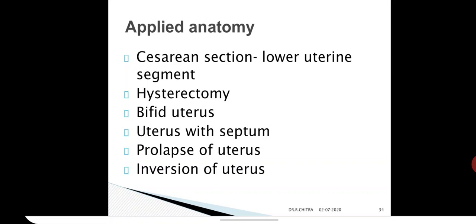Some congenital abnormalities of the uterus you should have learnt in the development of the uterus class. Bifid uterus occurs because the uterus develops from the fusion of the paramesonephric ducts. If this fusion is not complete, it will lead to a bifid uterus or a uterus with a septum.